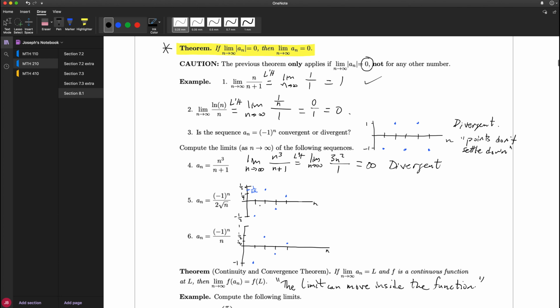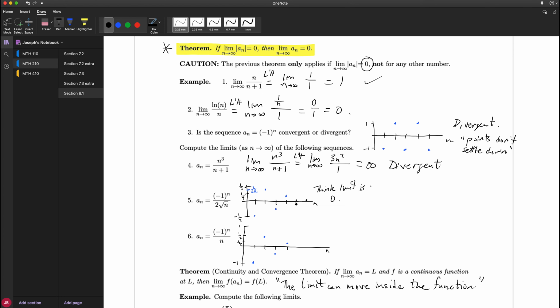And so you can see that even though these points are bouncing back and forth, they seem to be settling down, right? If you went off to the right a little bit farther here, you would be drawing -1 over 2 root 5, which is just a little bit closer to 0, right? And so I think as we go on, these points, even though they're bouncing, they're settling down near 0. So we think the limit is 0. Well, let's see if we can apply this theorem to verify that.